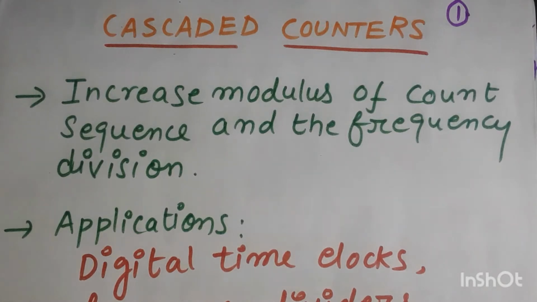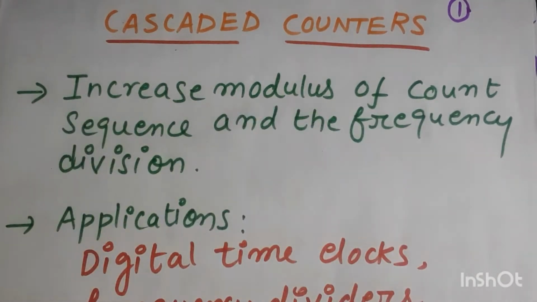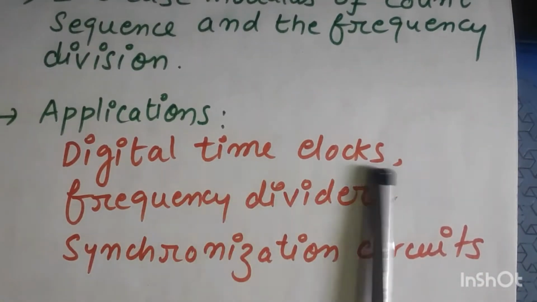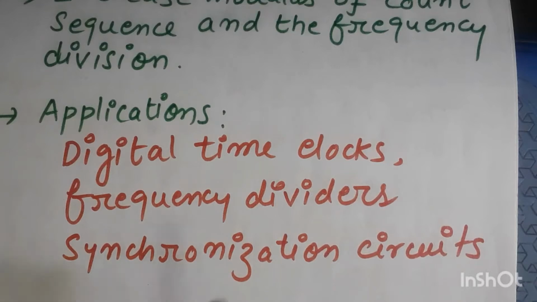So today we are going to discuss cascaded counters. What is the cascaded counter used for? They are used to increase the modulus of the count sequence and for frequency division. What are the applications where they are used? They are used for digital time clocks, in frequency dividers, and for synchronization circuits.